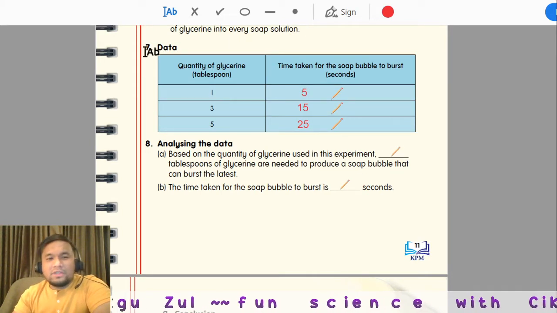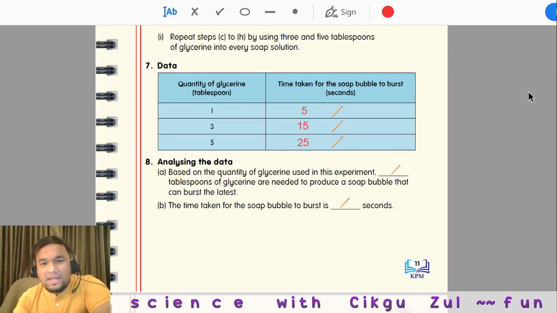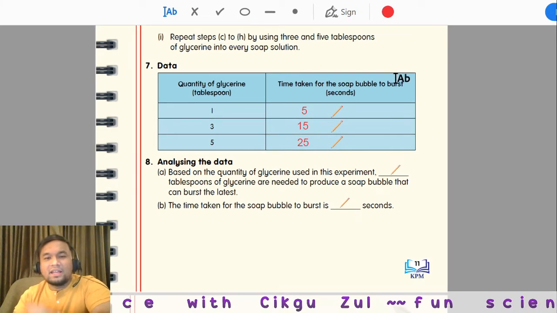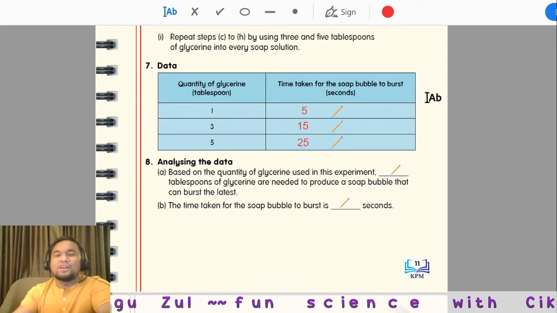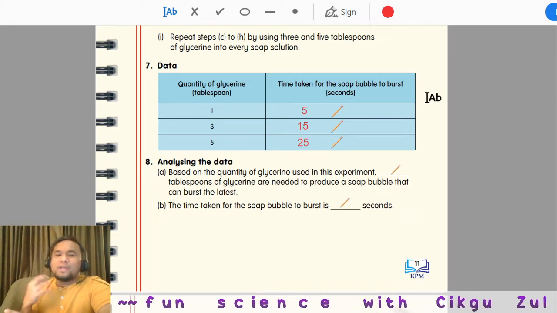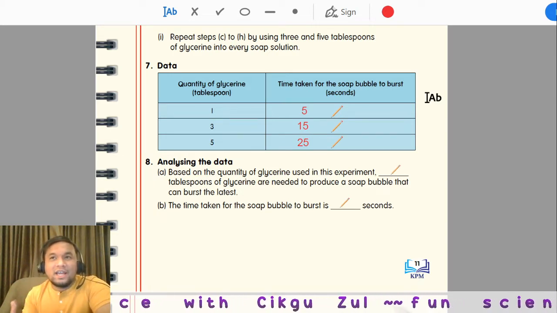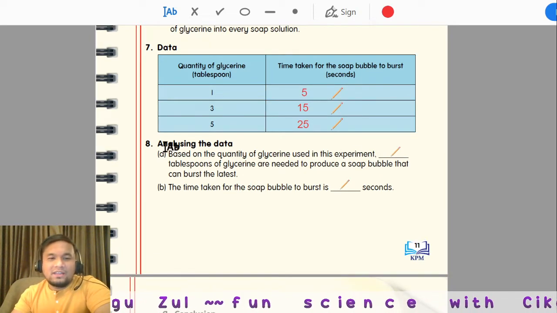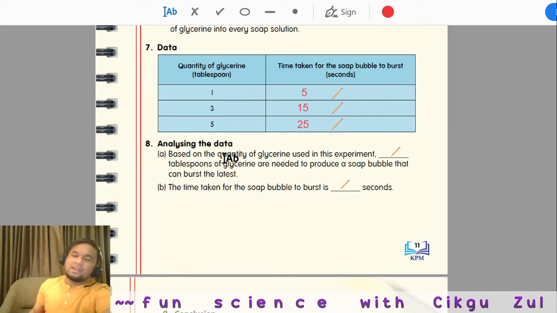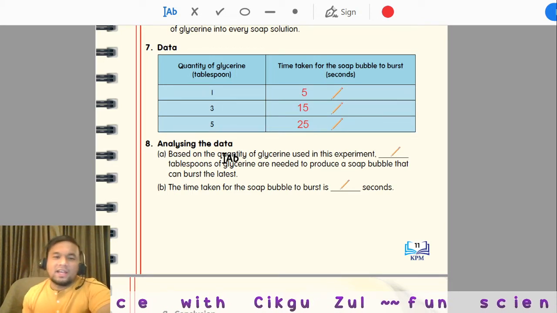Okay, so now bila kita sudah kutip data, ini data, ini dalam jadual ni ialah kita panggil dia data lah ni. Inilah data di dalam sains sebab kita sudah buat pemerhatian dan kita kumpulkan data itu. Bila kita buat di dalam jadual, we are communicating the data. Kita mengkomunikasikan data. Sekarang bila kita sudah ada data, kita nak analyze or interpreting data. Kita nak menterjemah dia, kita nak analisis data yang kita ada.